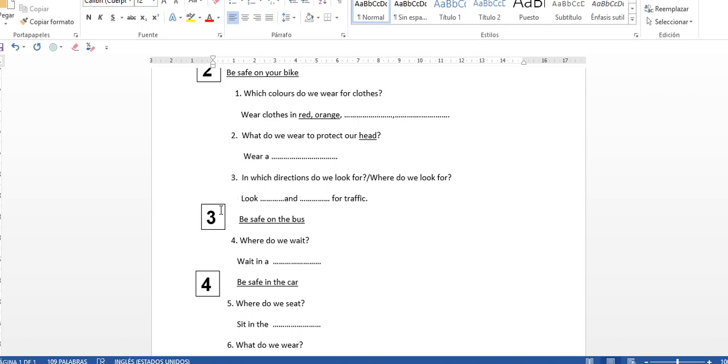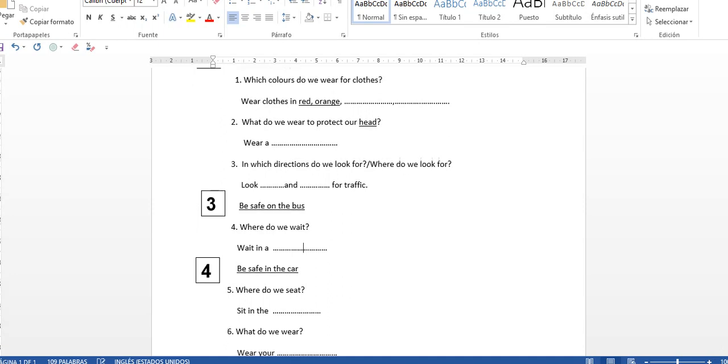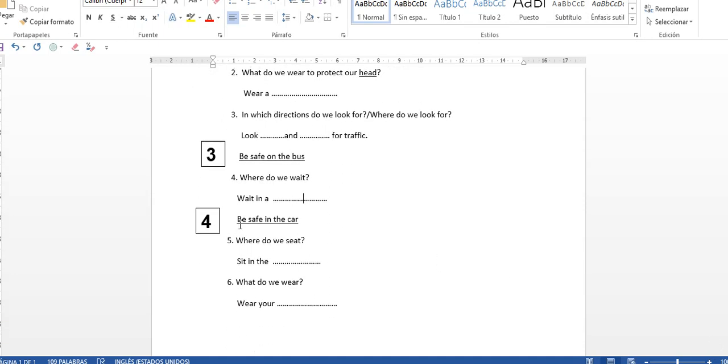In number 3, be safe on the bus. Where do we wait? Wait in a. In paragraph 4, be safe in the car. Where do we sit? Sit in the. What do we wear? Wear your. Okay, so we're going to listen.